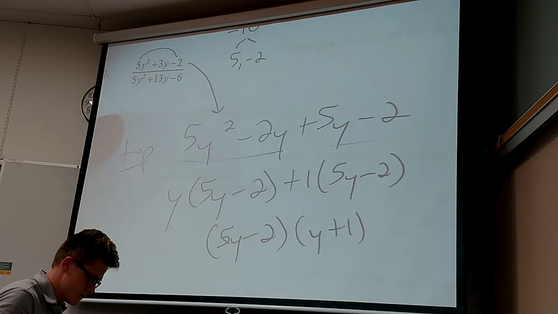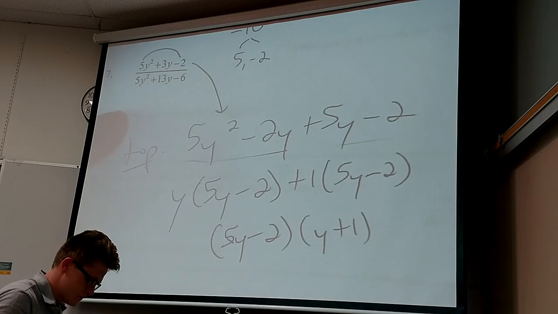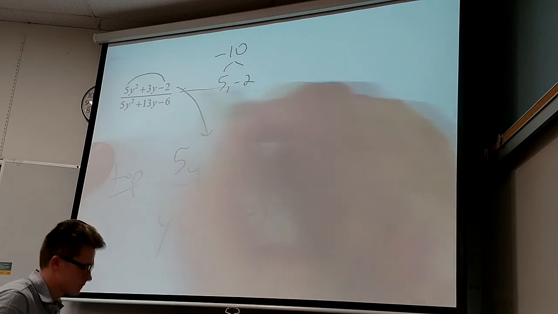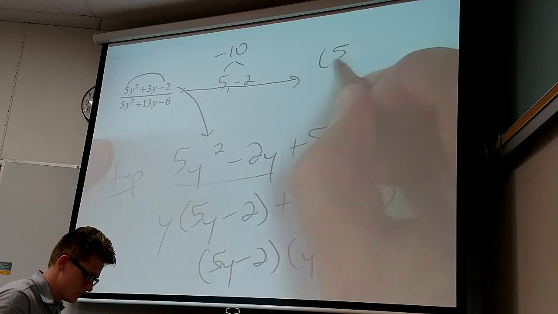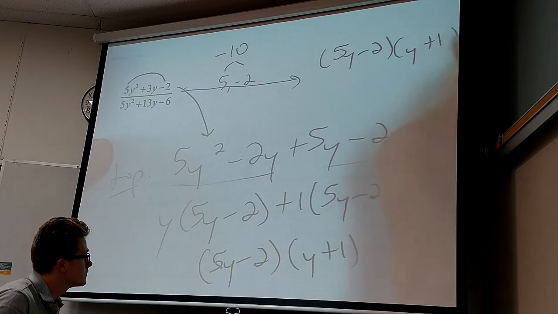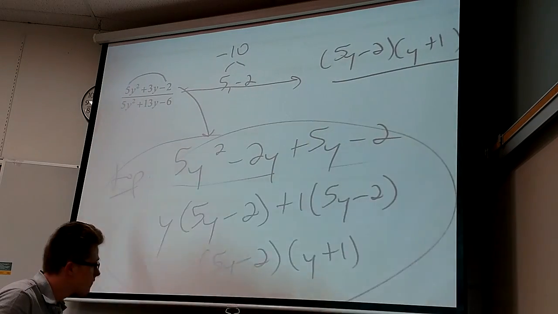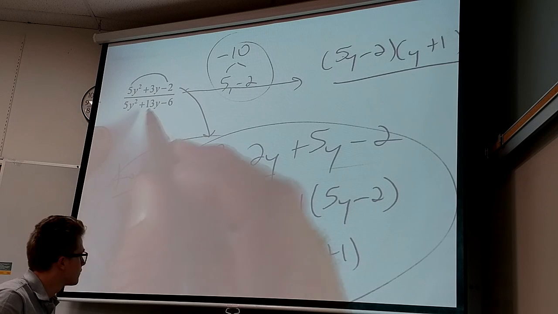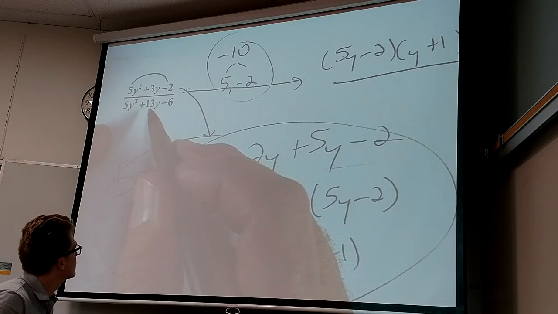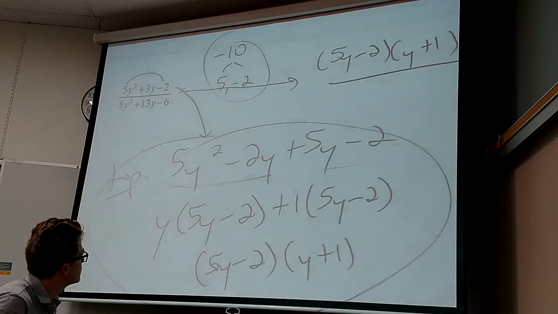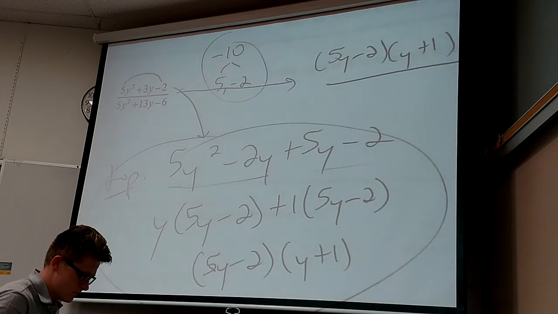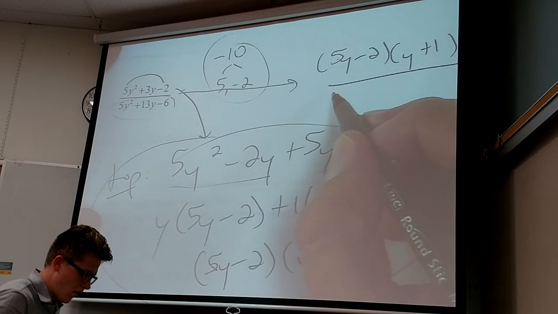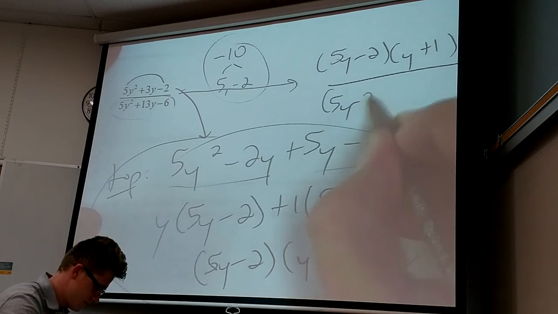So far I've got 5y minus 2. Let me see if you guys get this. I could do that whole same thing we just did to the bottom. 5 times negative 6 is 30, and to make 13 it would be 15 and 2. I could do the whole thing, or I'll bet you anything a factor of this is 5y minus 2.